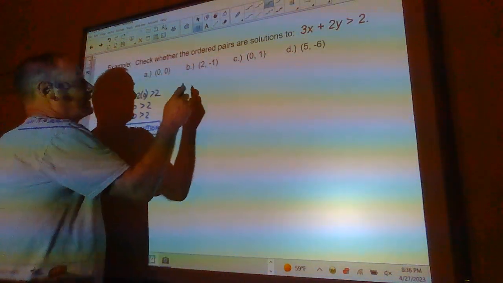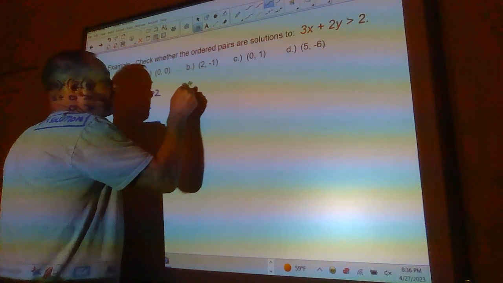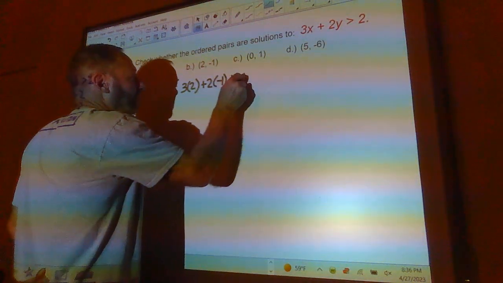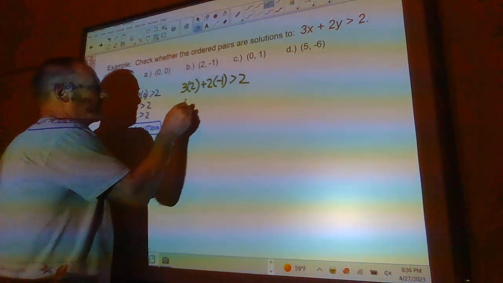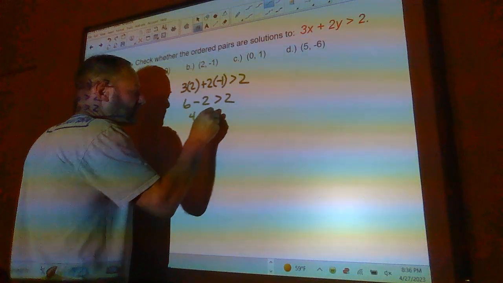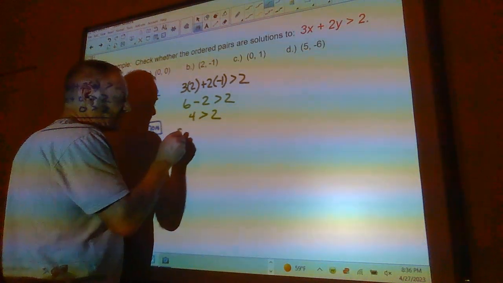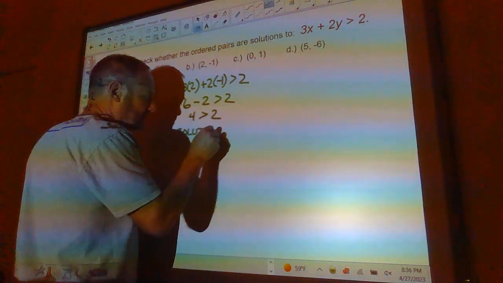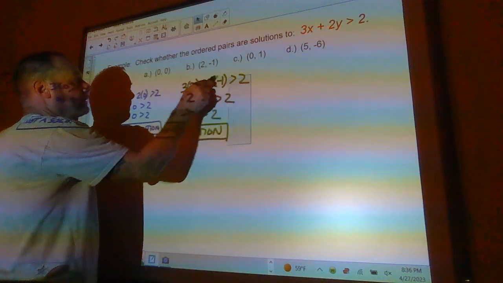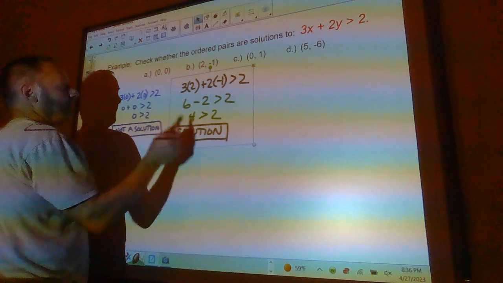Okay, so let's do this one. 3 times 2 plus 2 times -1 should be greater than 2. So that would be 6 minus 2 is greater than 2, and 4 is greater than 2. That's true, so that is a solution. Hopefully you got that one.